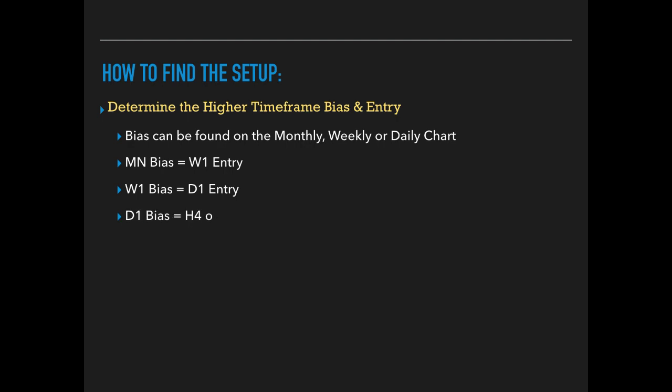And then finally the daily bias. If you're looking at the daily for your bias, you're probably going to be entering on the H4 chart or the H1 chart for your entry. Okay, so three different biases, three different time frames, and whatever you decide to use for your entry is going to be affected by how you find the bias. So what we're looking for is a market structure shift or a break.